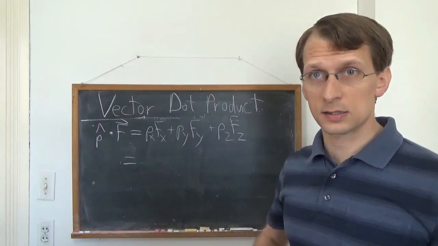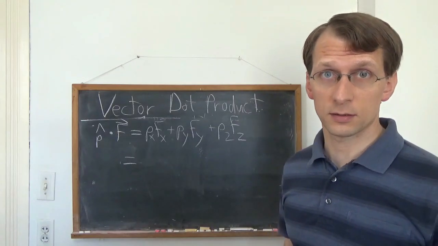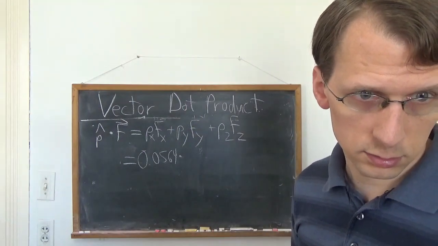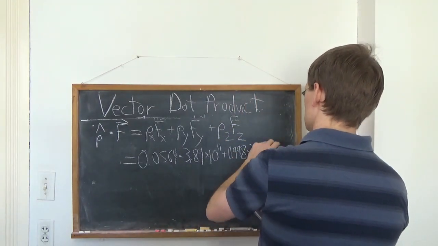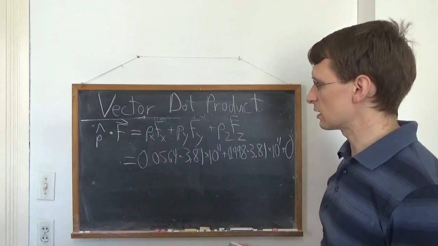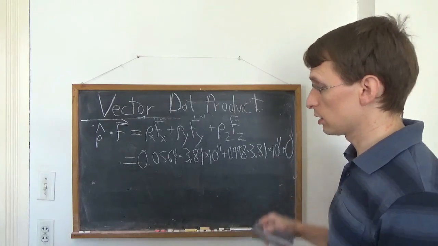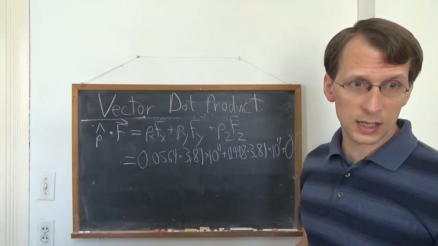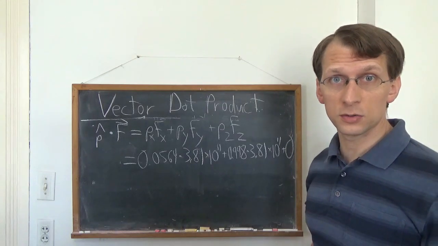So now that we know what p hat is, we can go into our formula for finding the parallel force. So we have px times fx plus py times fy plus pz times fz. So when we put in the numbers, we have 0.0564 times 3.81 times 10 to the 11th plus 0.998 times 0 plus 0, because nothing was in the z direction. Which gives us an answer of 2.15 times 10 to the 10th for our magnitude of the parallel force.